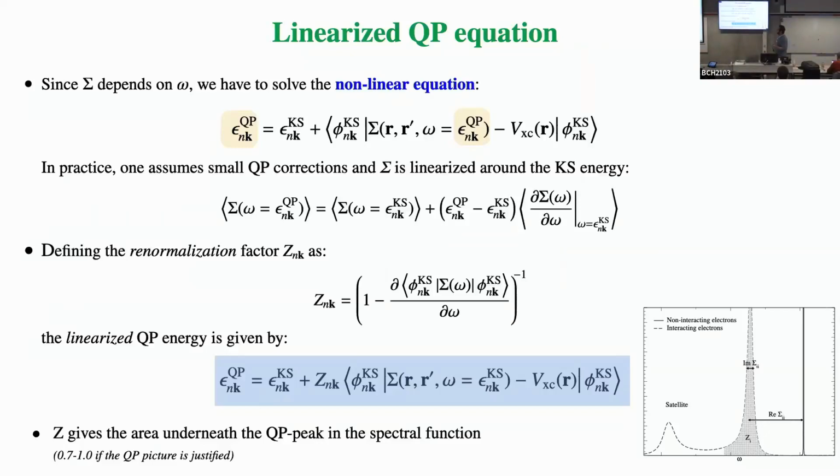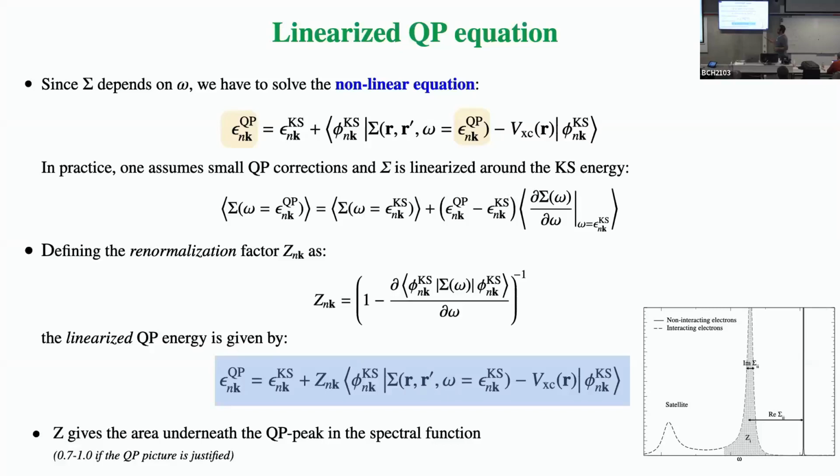It depends on the system, but in, let's say, simple sp materials, usually the corrections are relatively small. So this suggests expanding the self-energy using a Taylor expansion around the Kohn-Sham. So we assume that the correction is small, and we expand the self-energy using this standard Taylor expansion. And we also introduce the so-called renormalization factor that depends on the derivative of the self-energy with respect to omega.